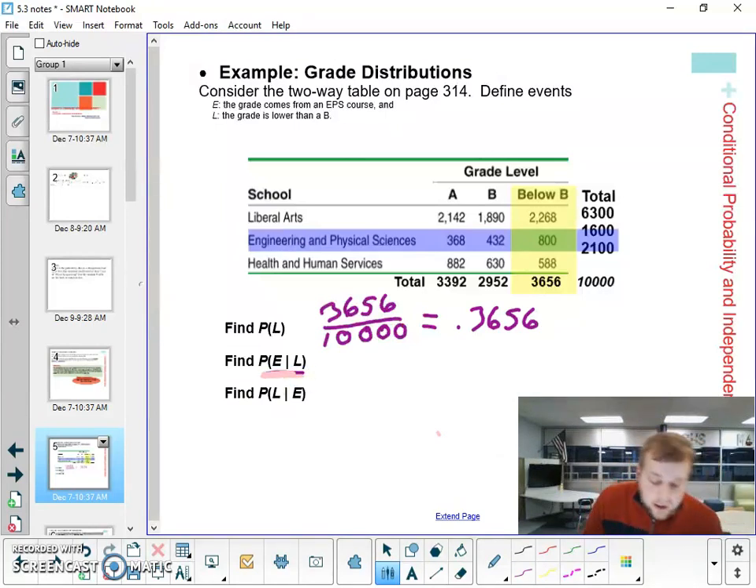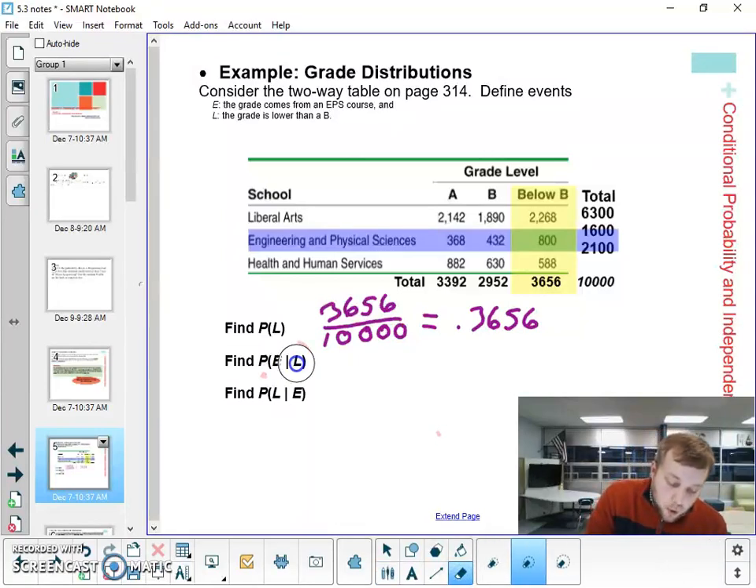So, what's the probability of E? So they came from an EPS course, given they had a grade lower than a B. So this says given they had this. As soon as I read that given statement, I'm only focusing on what is given. I don't care about anything else. I basically make the whole world disappear except for what is given.